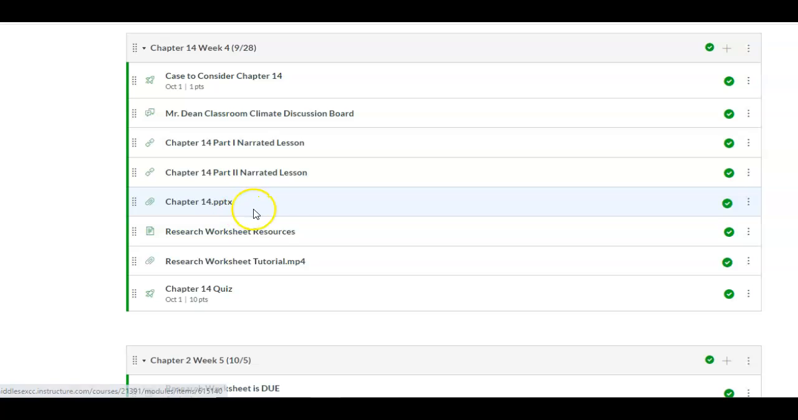Okay. Now, as mentioned, you have resources. So here are the resources to prepare you for that assignment, that research worksheet that would be due the following week. And then you have your quiz down here.